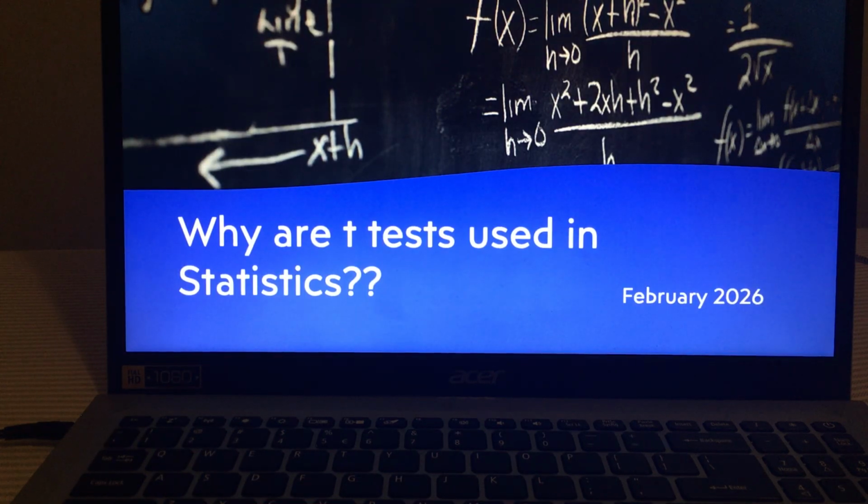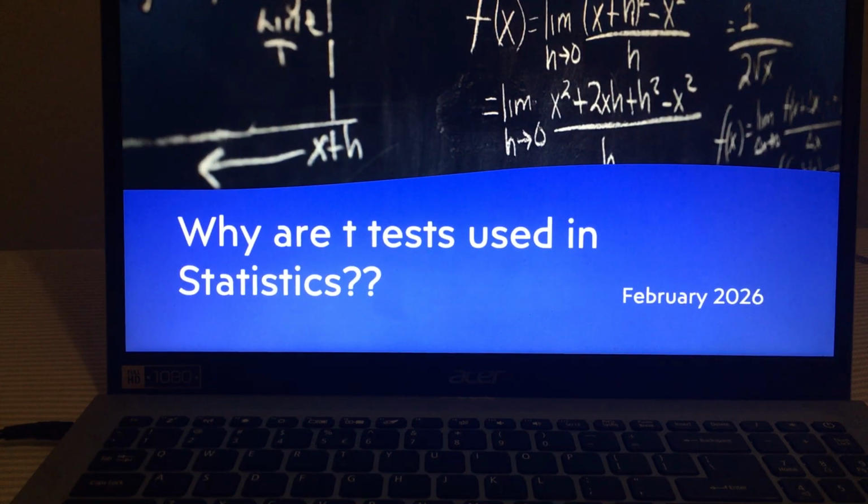Back in 1908, he was working as a chemist for the Guinness Brewery, and because Guinness took a dim view of their employees publishing statistical analyses, he published the work that he did under a pseudonym. So he published under "Student," and that's why this test is still known to this day. The t-test is still known as a student's t-test because of the pseudonym.